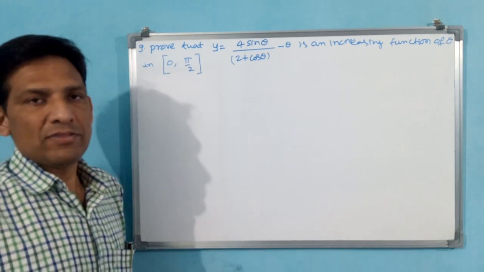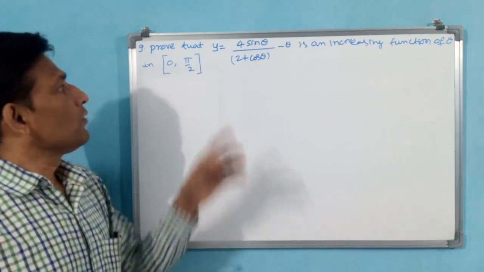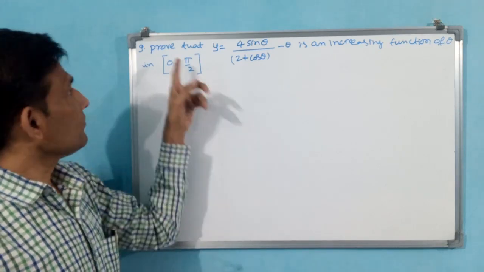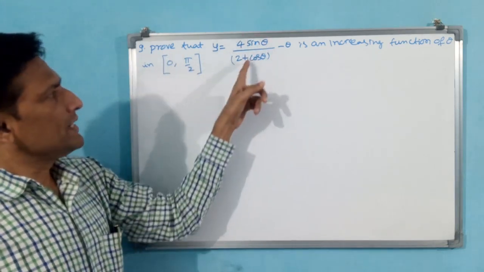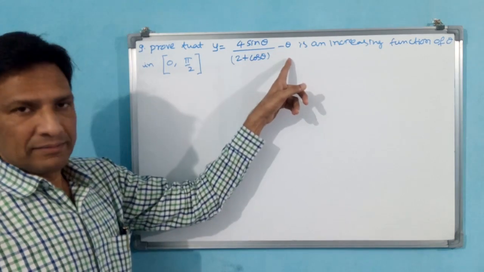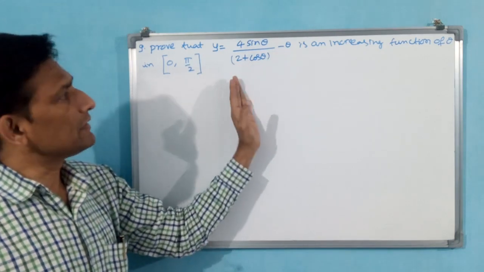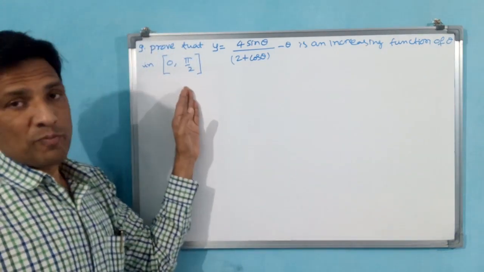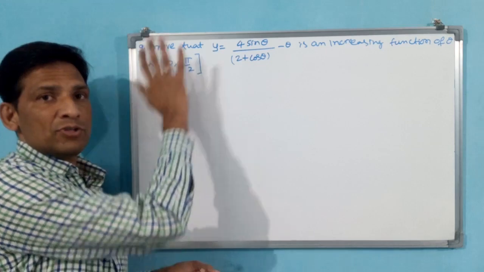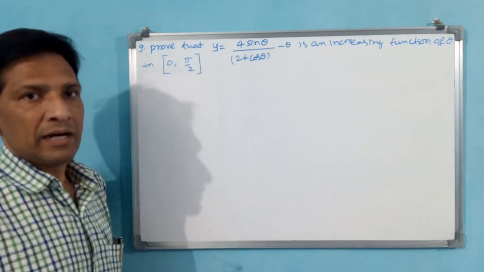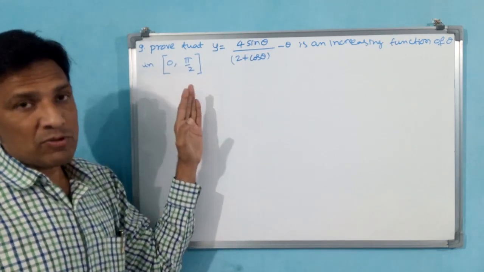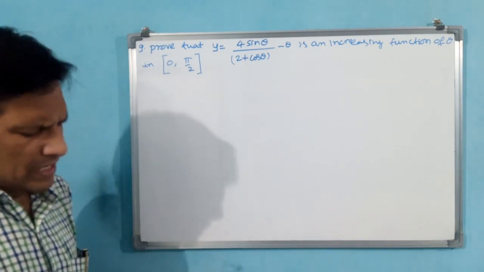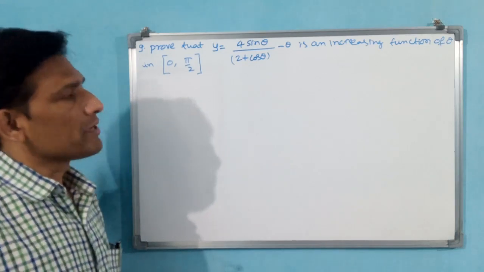Okay. See the 9th question. Observe carefully here, closed intervals they have written. Not open interval. Prove that y is equal to 4 sin theta by 2 plus cos theta minus theta. This is function. This we can take as f of x. Is an increasing function of theta in 0 to pi by 2. That means in 0 to pi by 2 this should be increasing. Okay. But at 0 also, at pi by 2 also increasing, like we have to show. Like that they are giving. Okay, let us see. We will see how it comes.